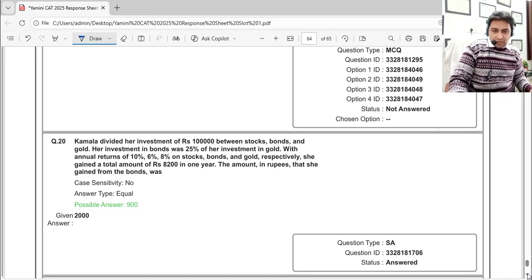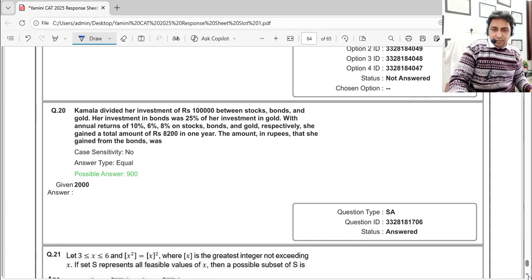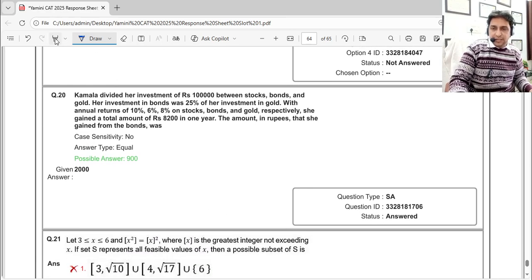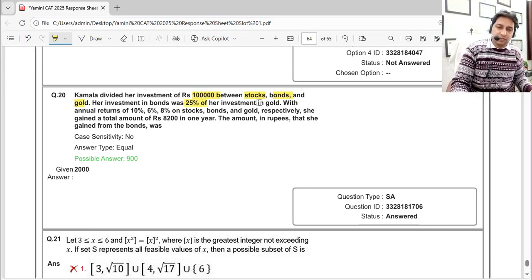This is again a percentage based question. Let's see what exactly it says. Kamala divided her investment of 1 lakh between stocks, bonds and gold. Investment in bonds was 25% of the investment in gold, with annual returns of 10, 6 and 8 respectively for stock, bond, gold. She gained a total amount of 8200.